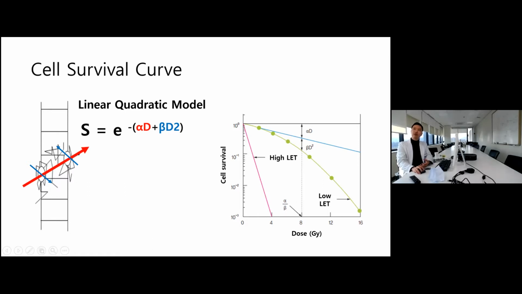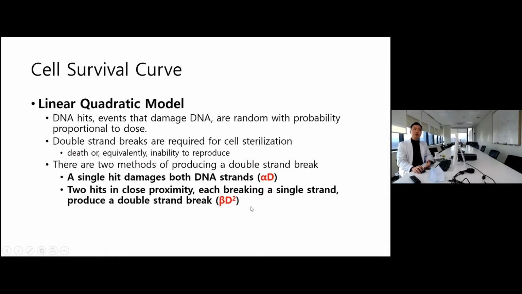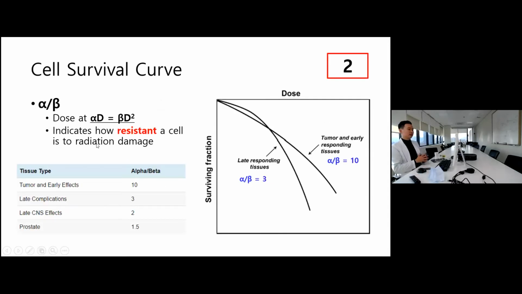And this point where the alpha D and beta D square are the same is referred to as the alpha to beta ratio, and it is a dose. So this alpha beta ratio is a dose at which the alpha D and beta D square are the same, and it indicates how resilient a cell is to radiation damage.